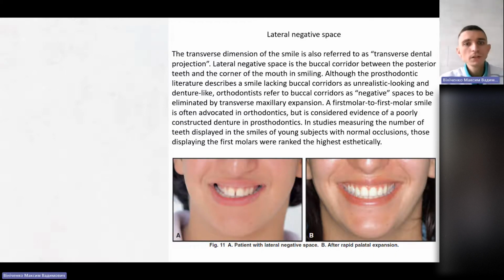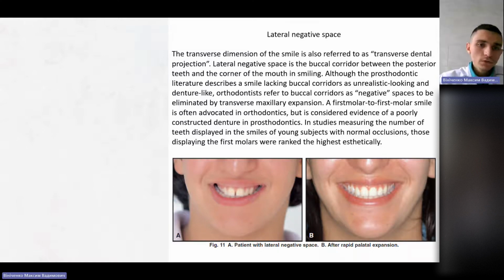Transverse maxillary expansion: you understand that we could move our teeth only in bone. So, for example, if the patient has a narrow maxillary arch, we could not make a great expansion using only the orthodontic fixed appliance, for example a wider orthodontic fixed appliance, because we could move teeth only in bone.